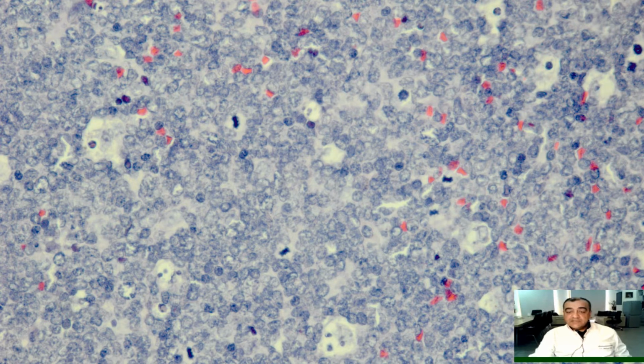In immunohistochemistry, we do the first line immunohistochemistry, in which we have CD45 positivity. This slide is just not shown here. And after that, we go to the lineage specific markers.